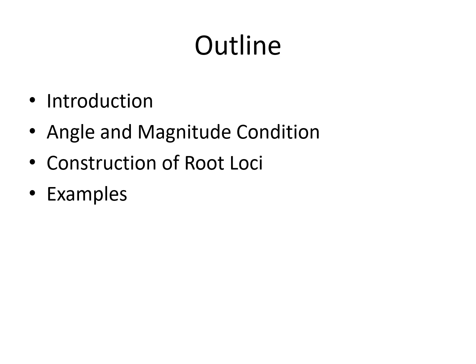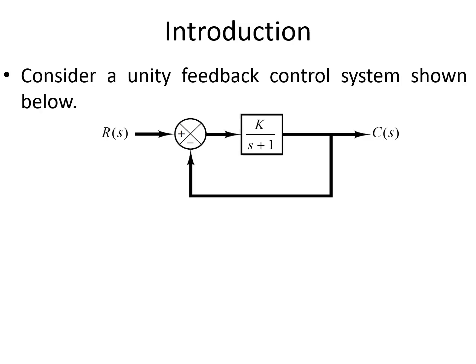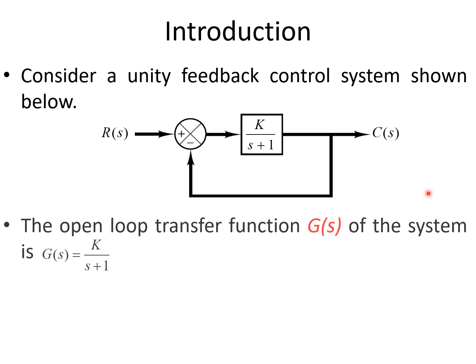Now coming to the introduction part. When we consider a unity feedback control system, let's take the open loop transfer function as K divided by s plus 1, with unity feedback. So this is the basic closed loop control system I am taking. For this closed loop system, the open loop transfer function is given as K divided by s plus 1. So this is our G of s.